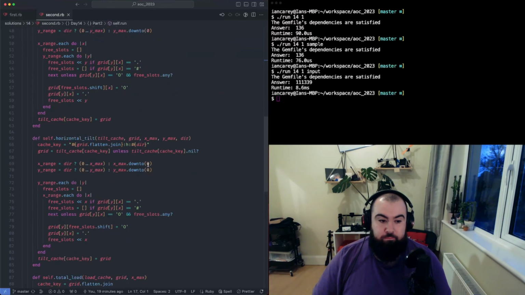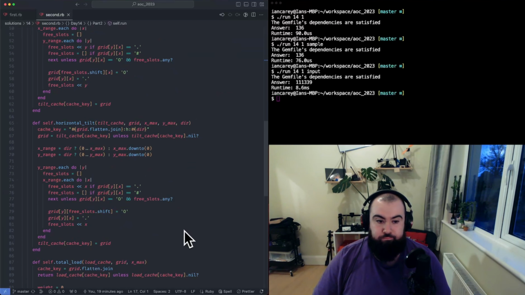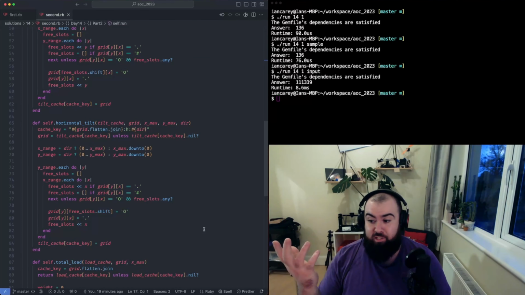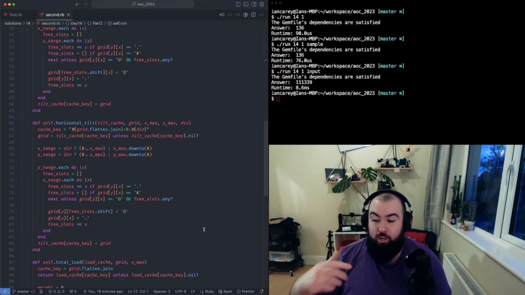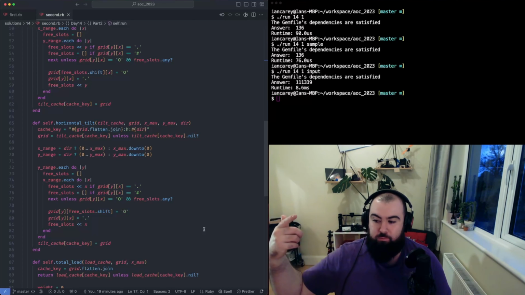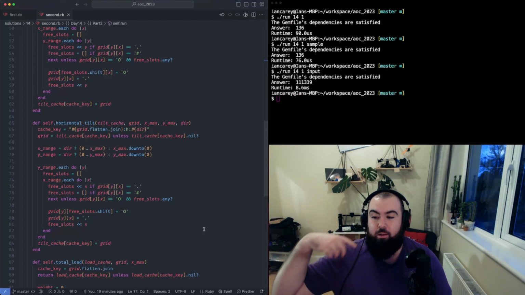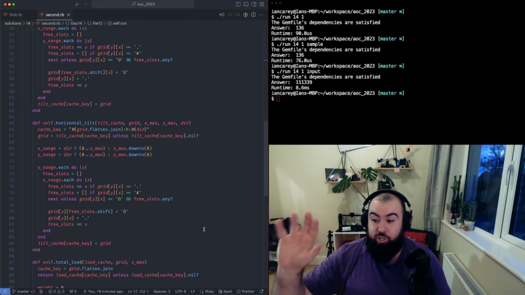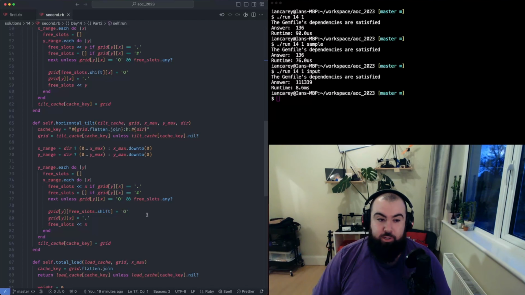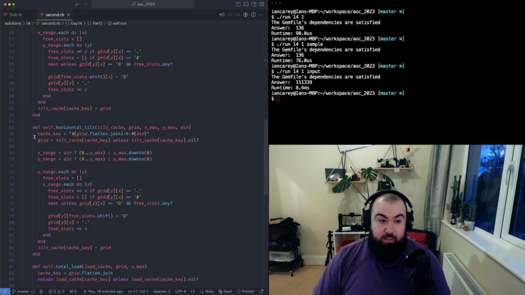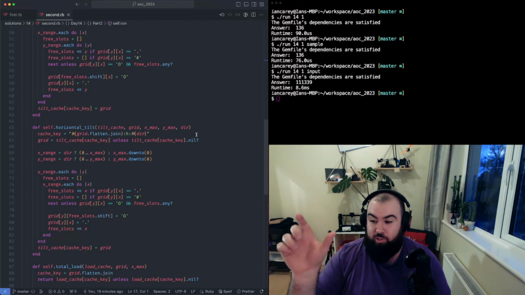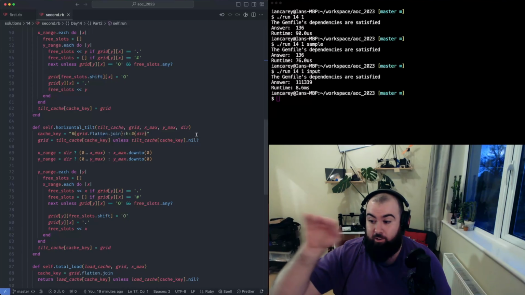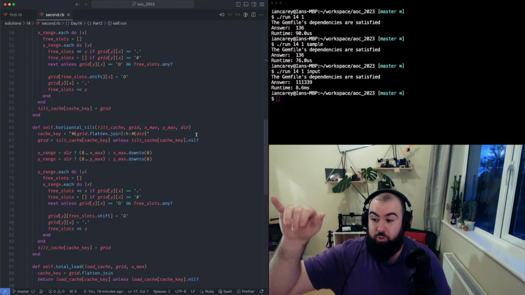So the tilt cache is basically, this algorithm to do the tilting isn't necessarily the fastest thing in the world. It's not super slow, but if I have to do this loads and loads of times over and over, I don't want to have to compute it every single time. And because I'm fairly certain there'll be a repeating pattern, I can start caching those positions. So what I do is make this cache key, where I flatten the entire grid out into a string.